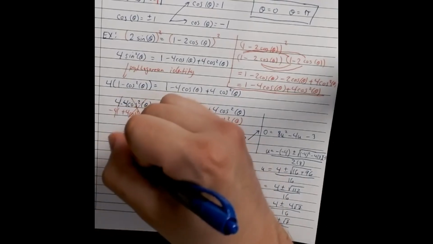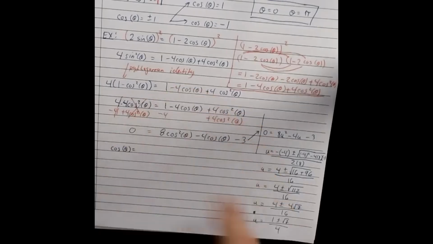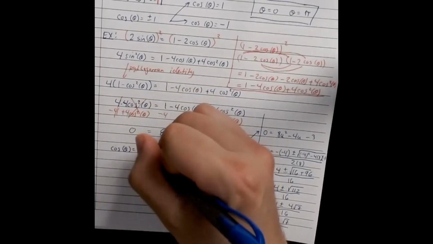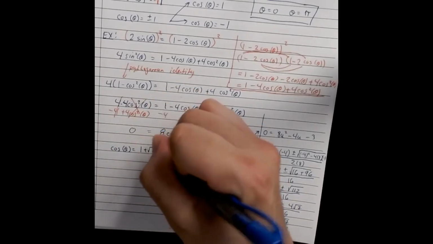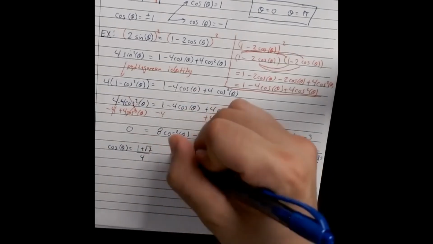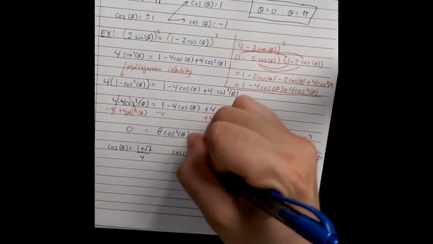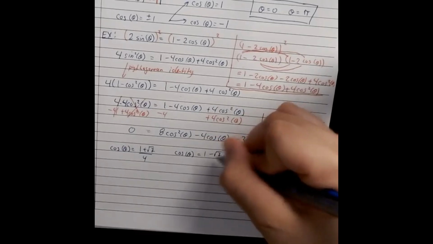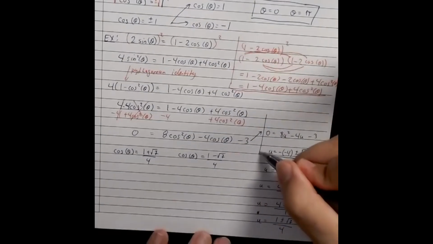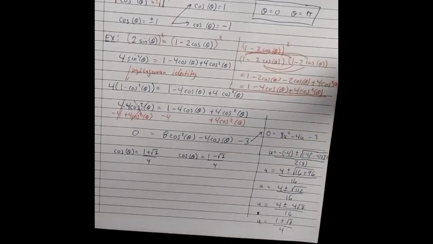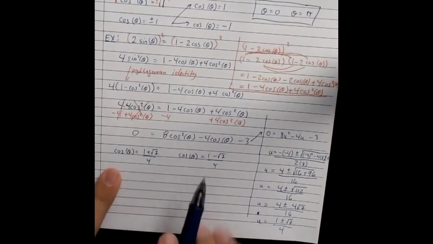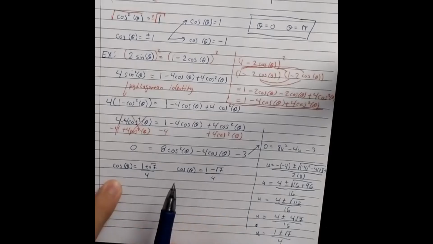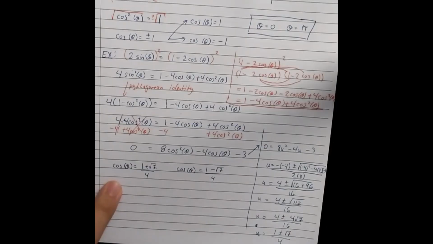So here we get that the cosine of theta is equal to, and I have two possibilities. I have 1 plus the square root of 7 over 4. And I have the cosine of theta is equal to 1 minus the square root of 7 over 4. Just like that. Now before we proceed, we got to make sure that these are valid. Remember, there are times where you're going to get a part of your problem which doesn't have a solution.